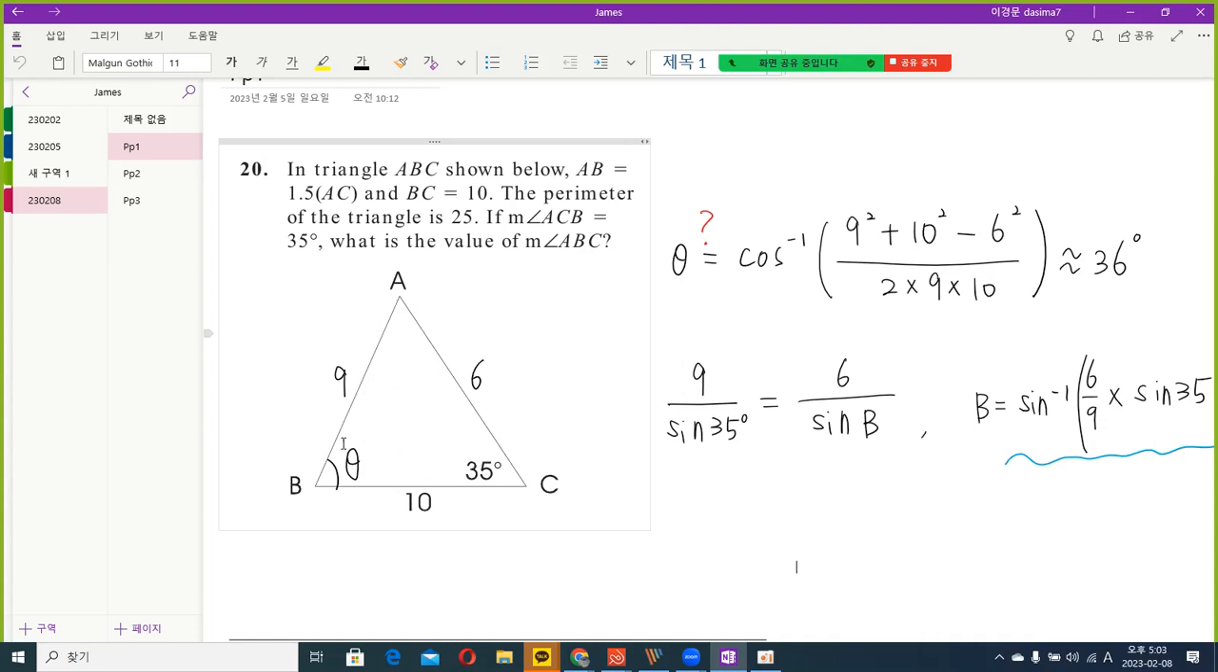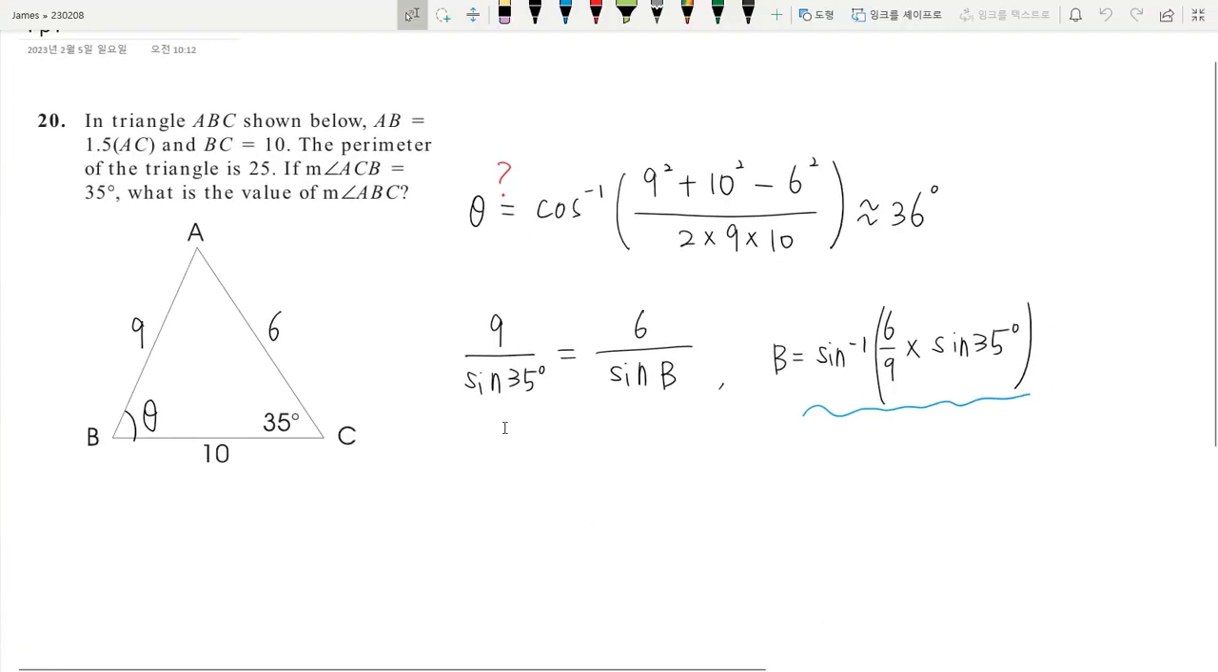Explain why this problem is wrong by itself. It says angle C is 35 degrees, but actually with this side length, the angle C cannot be 35 degrees. So let's see what happens.